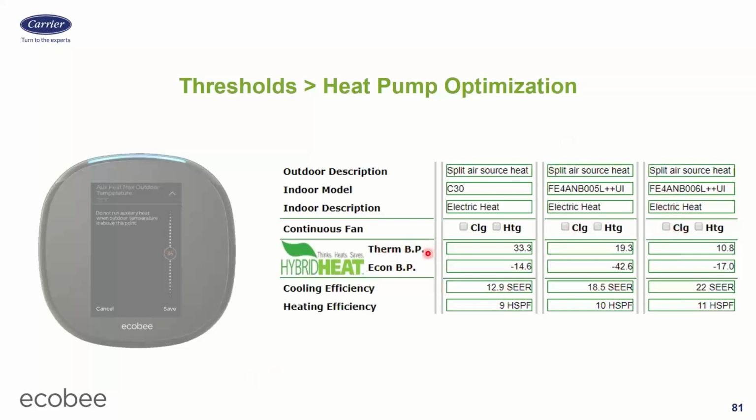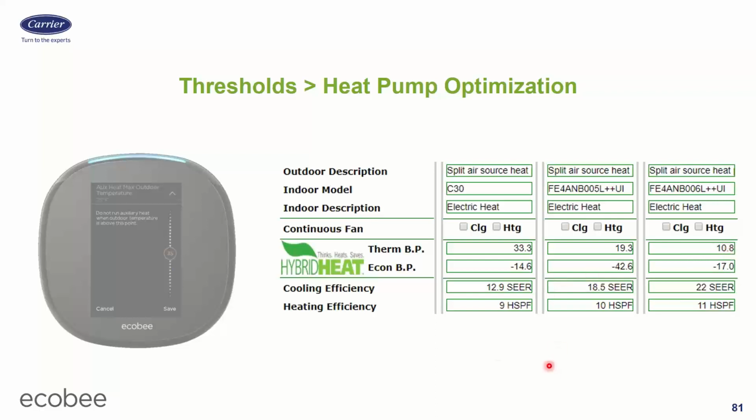There's a thermal breakpoint and an economic breakpoint, like we mentioned before. Thermal breakpoint is when my heat pump, whatever model I chose up here, cannot keep up. What outdoor temperature can it not do alone? So whatever model this was, at 33 degrees and below, he needs help. But this other model, he can make it all the way down to 19 before he needs help. And then this last model that I picked, he can make it down to 11 degrees before he needs help.